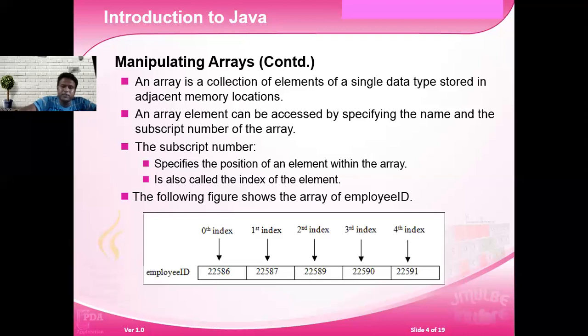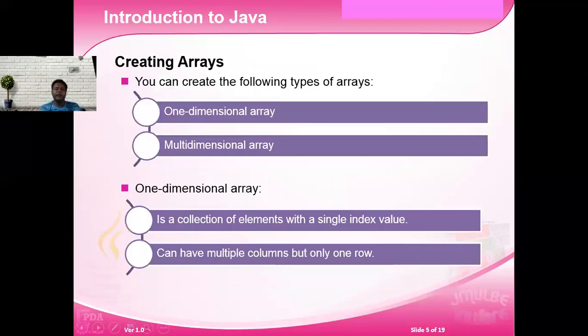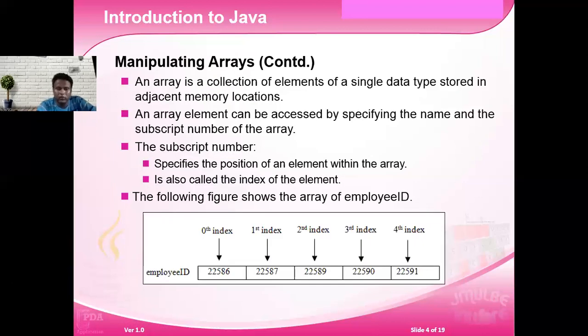The subscript number specifies the position of an element within an array. It is also called the index of the element. You can create the following types of arrays: one is a one-dimensional array, another is a multi-dimensional array. One-dimensional array means the array contains a single row and multiple columns. In a single row, multiple column values are stored.